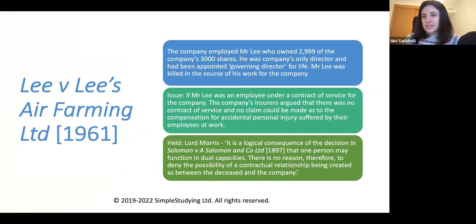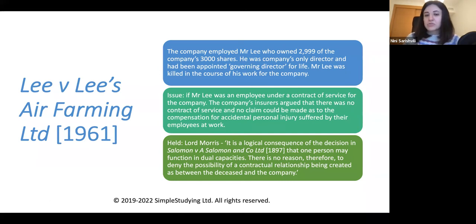Other cases also reiterated this Salomon principle, such as Lee versus Lee's Air Farming. The company here employed Mr. Lee, who owned 2,999 shares of 3,000, and he was the company's only director and had been appointed governing director for life. Mr. Lee was killed in the course of his work for the company. An issue was whether Mr. Lee was an employee under a contract of service for the company, and the company's insurers argued that there was no contract of service and no claim could be made as to the compensation.